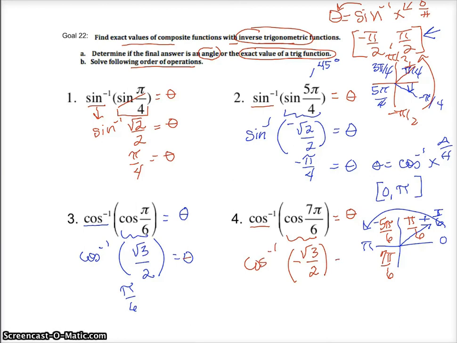And now we will evaluate at what angle does cosine equal negative root 3 over 2. Again, because this is an inverse function, we have to only search for values between 0 and pi. Because root 3 over 2 is negative, we will go to quadrant 2. Cosine of 30 is root 3 over 2, so we'll be looking for a 30-degree angle in the second quadrant. And in this case, that is 5 pi over 6.